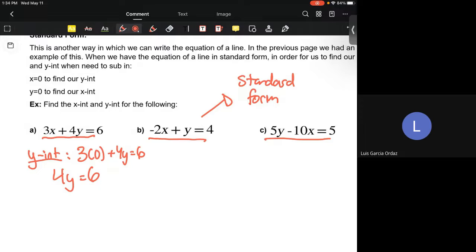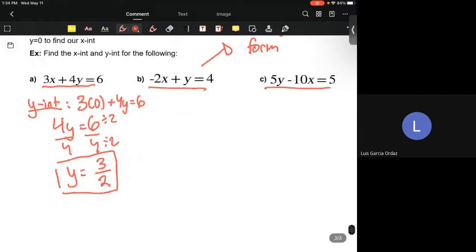You've got to divide by 4. Yep. And then the 6 over 4. So what does 6 over 4 simplify into? 3 over 2. Divide both by 2. So my y-intercept is 0, comma 3 over 2.